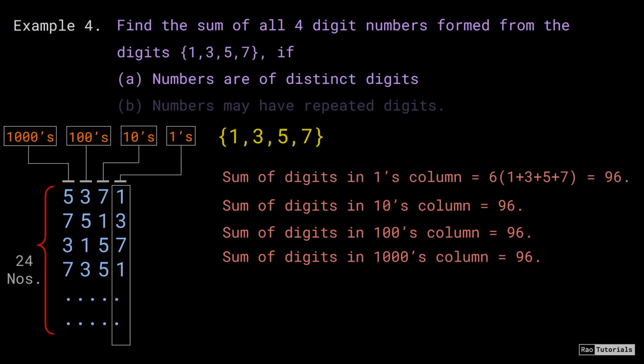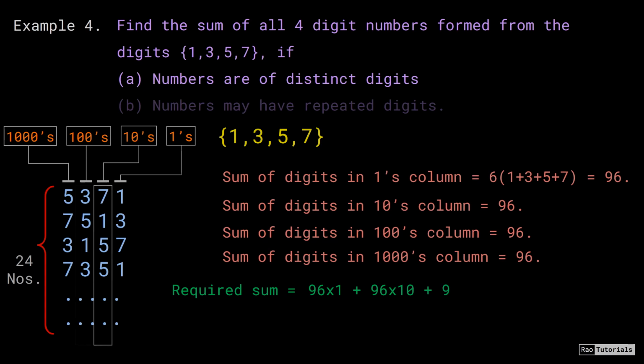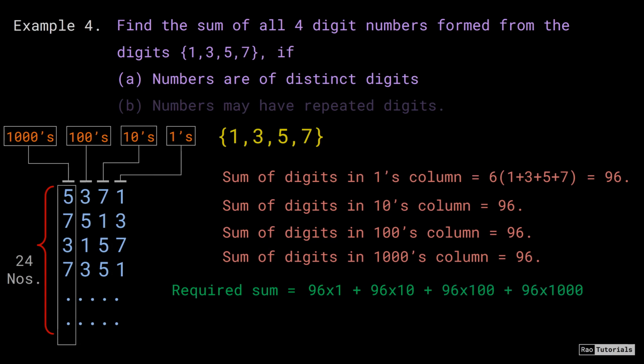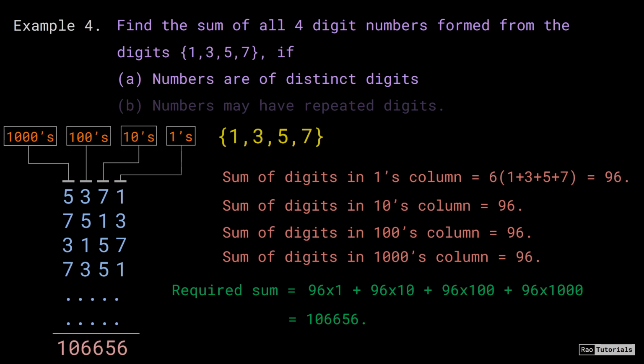Now since we know the sum of every column, the total sum of this list of numbers has a value of 96 ones, 96 tens, 96 hundreds and 96 thousands, which adds up to 106656. So this is the sum of all 4 distinct digit numbers that can be formed from 1, 3, 5 and 7.